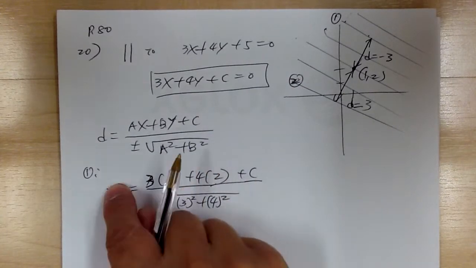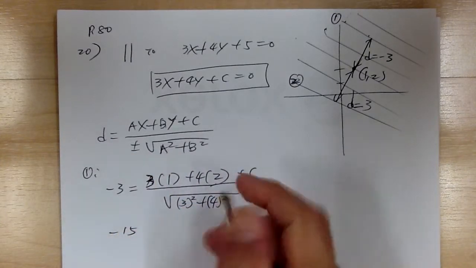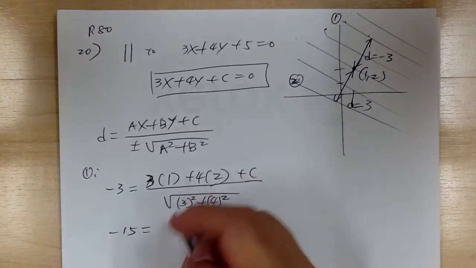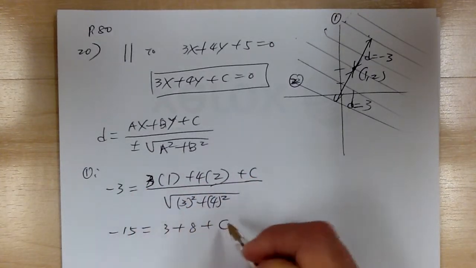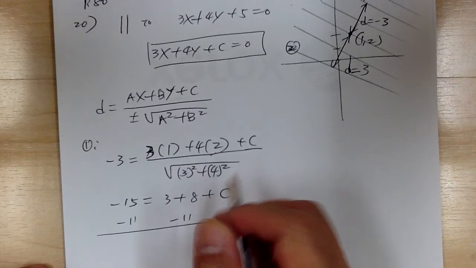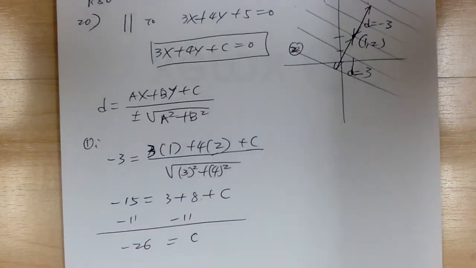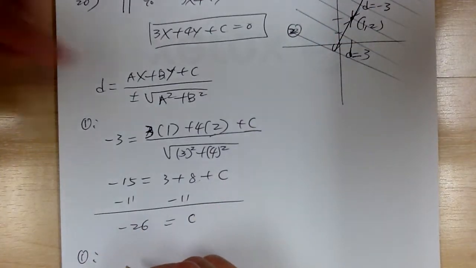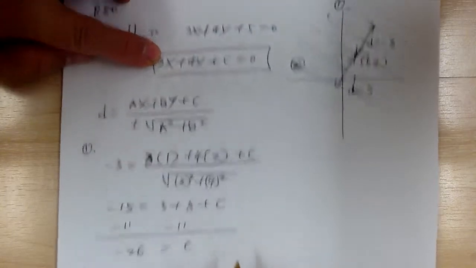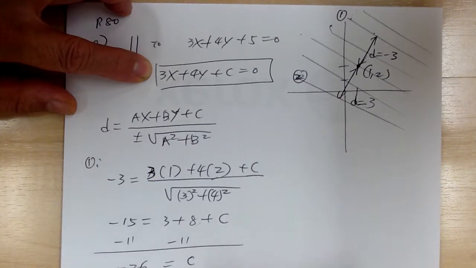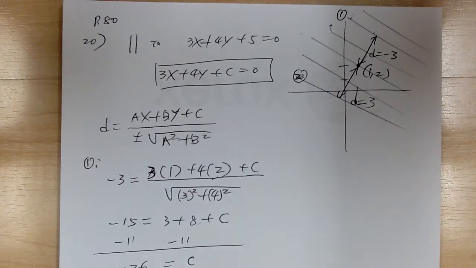So I'm going to cross multiply. I get -15, since this is 5 times 3. Working it out, it equals 3 plus 8 plus C. I'm going to subtract 11 on both sides, because this is 11. So C equals -26. Now go back up and put in the C. You get 3x plus 4y minus 26 equal to 0. That's your equation for number 1.